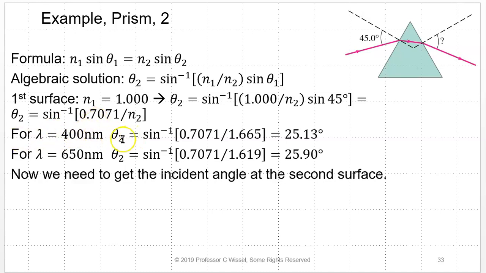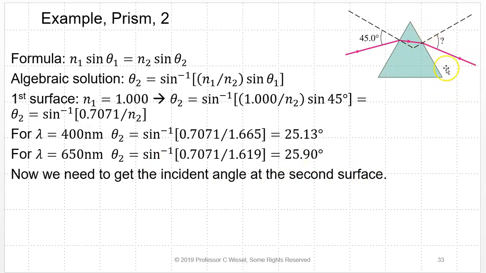At this point, for our wavelength 1, we plug its index of refraction into this equation, and we wind up with 25.13 degrees. For this wavelength, we plug in its index of refraction, and we wind up with 25.90 degrees.